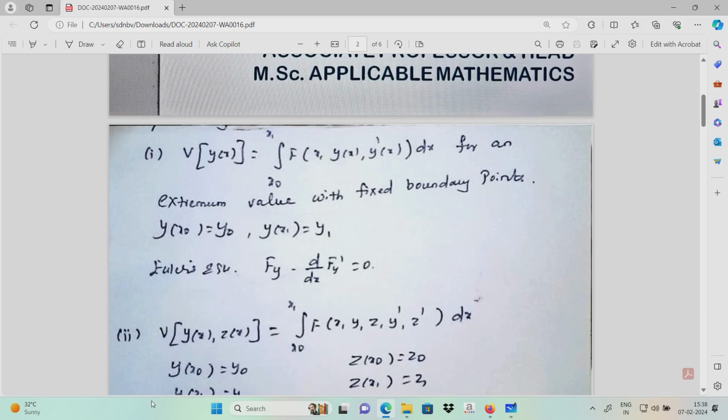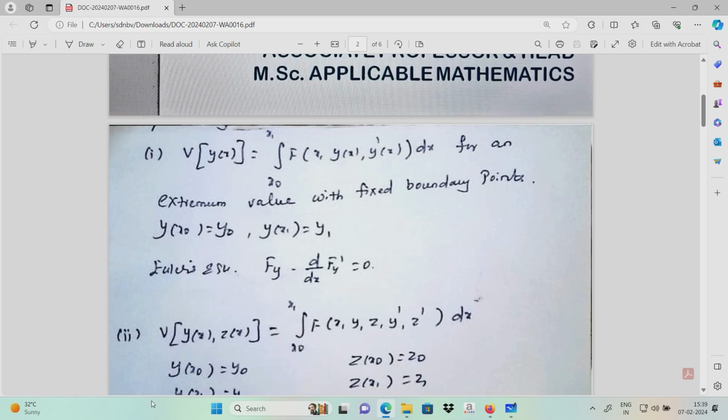We obtain the Euler's equation. What is that? Fy minus d by dx of Fy dash equal to 0. What does Fy stand for? Dou f by dou y. Yes. And what is Fy dash? Dou f by dou y dash. Fine. See, functional is a function with one or more variables.